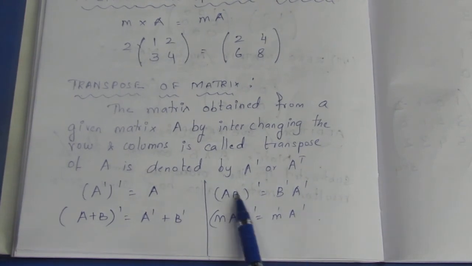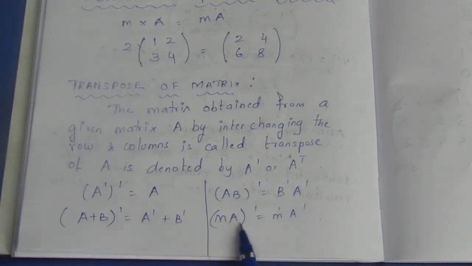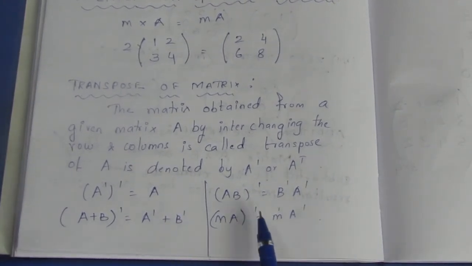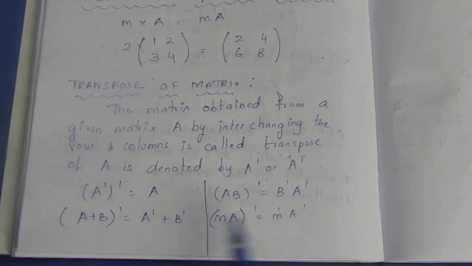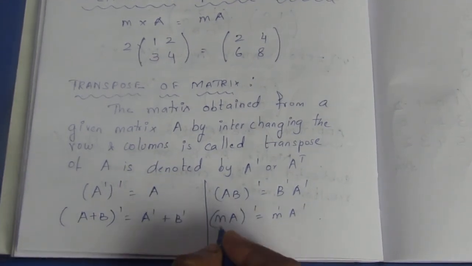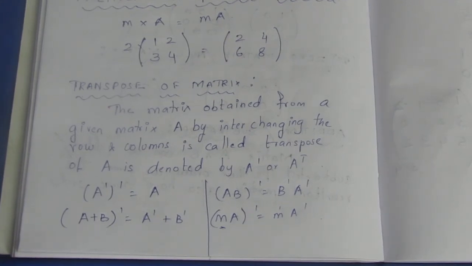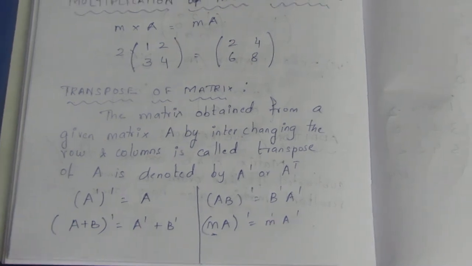These two resultants you will get the same. For M into A transpose, you can write M separately and A transpose, if M is a scalar quantity. I am just multiplying the number inside, and bringing the number outside also we can take the transpose. It will be the same.